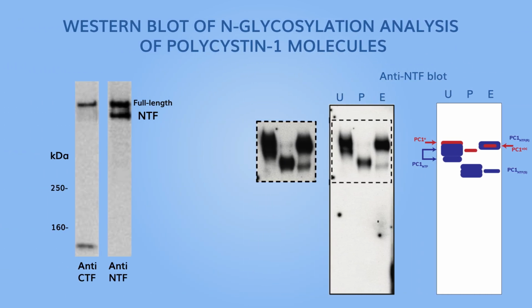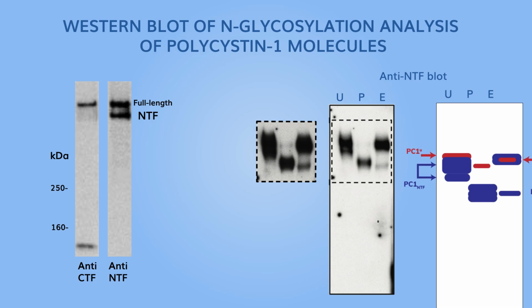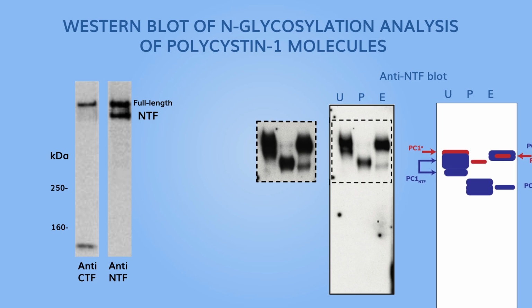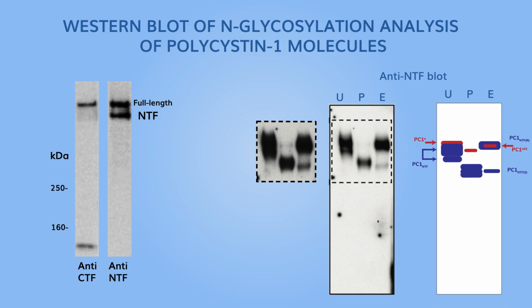Here in the untreated or U lane, we see the uncleaved polycystin-1 in red and two blue bands representing the glycosylated forms of NTF. Treatment with PNGase results in two bands, a top faint red band, which is the unglycosylated form of full-length polycystin-1, and the lower blue band represents the unglycosylated NTF. Treatment with endo-H reveals that a large fraction of the NTF is endo-H resistant. Increased exposure of the blot shows a small amount of endo-H sensitive NTF.